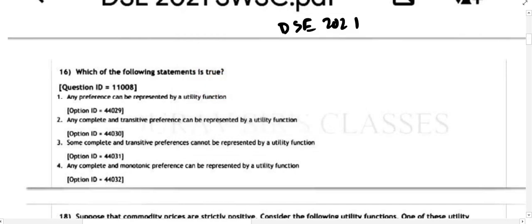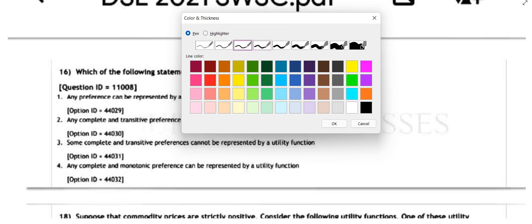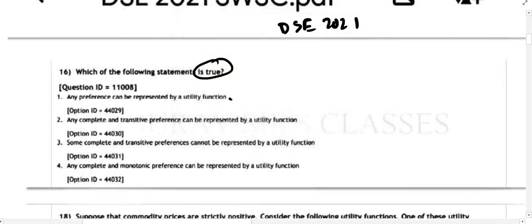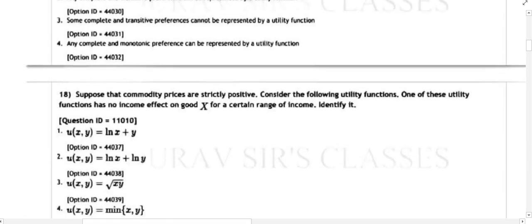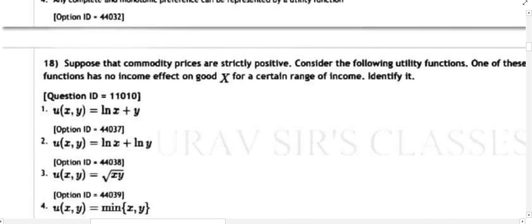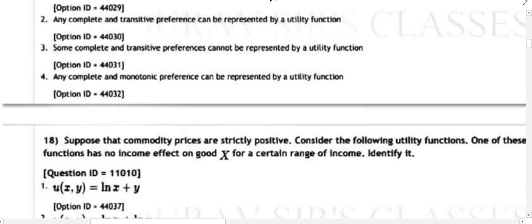The first one is, which of the following is true? First, any preference can be represented by a utility function. No, not all preference orderings can be represented by a utility function, so in that case it is wrong. Next, any complete and transitive preference can be represented by a utility function. No, not all transitive relationships can be represented, so this is wrong.